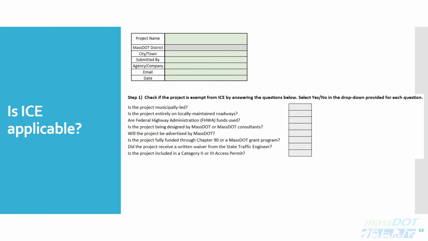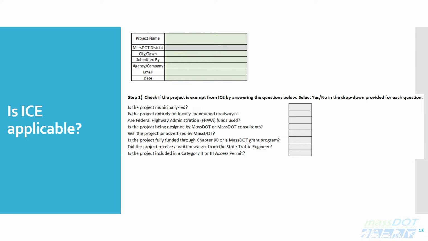The first sections to complete on the form are project information and questions about project level applicability. Be sure to download the ICE forms from the MassDOT website so any recent updates will be captured. There are 3 conditions that determine if a project is exempt from the ICE procedure. A project is exempt from the ICE procedure if any of the following 3 conditions apply.